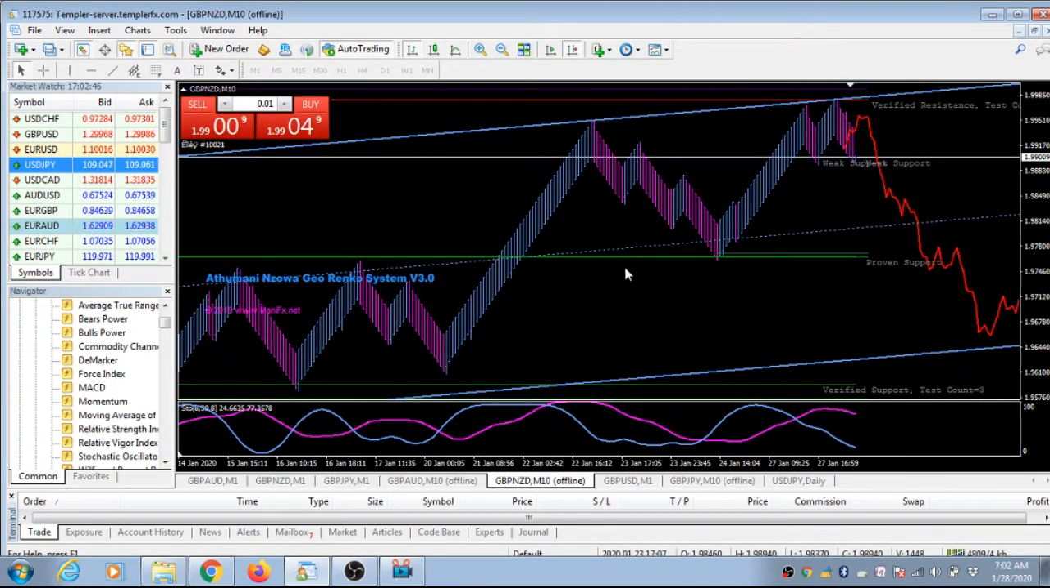And then we have the proven one, which is the fact it has been touched more often, and in most cases it becomes so difficult to break it to go in the opposite direction. Okay, so we have another one which is called turn-out resistance or support. When you speak of turn-out resistance, it means that it was a previous support which has been turned into a resistance. Similarly, when you talk about turn-out support, it means that it was a previous resistance, it has now been turned into a support.